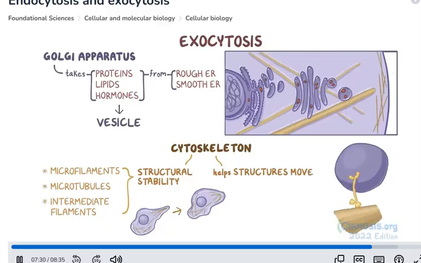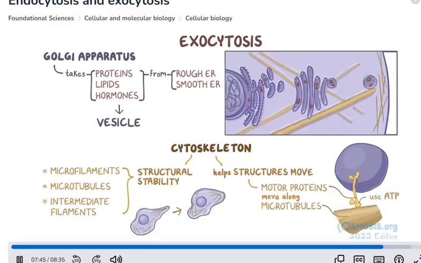Now, there are secretory vesicles which move molecules out of the cell with the help of motor proteins like kinesin or dynein, which pick up the vesicle and carry it towards the cell membrane along microtubules using ATP as fuel. The vesicle moves toward the cell surface, fuses with the cell membrane, and ruptures on its external side, spilling its contents into the extracellular space.